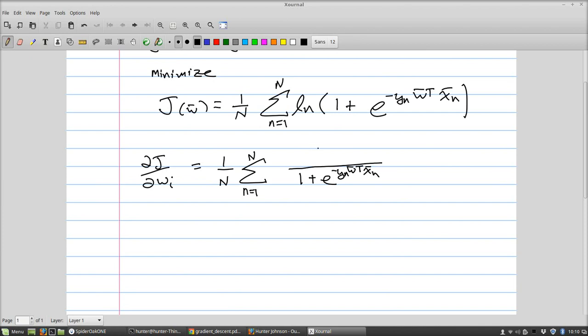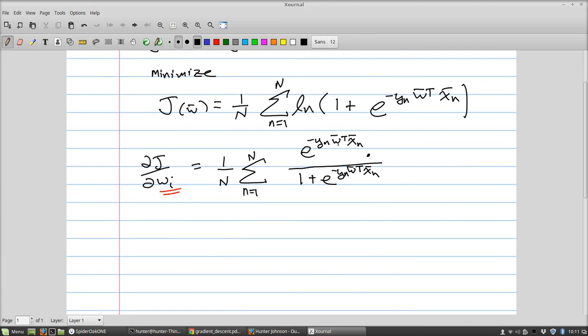Okay, and now let's think about what goes on the top here. It's the derivative of this. The derivative of 1 is 0, and the derivative of e is itself. So we copy e to the y_n w transpose x_n, and now comes the part that actually depends on wi. All of that stuff was true no matter what we were calling the variable. But how does wi work?